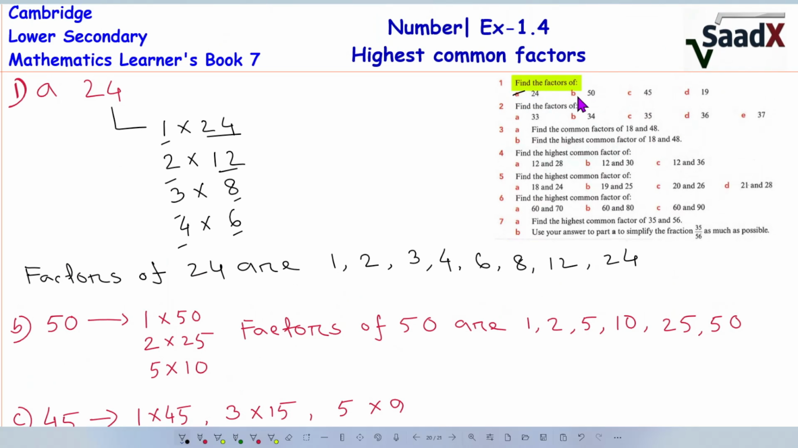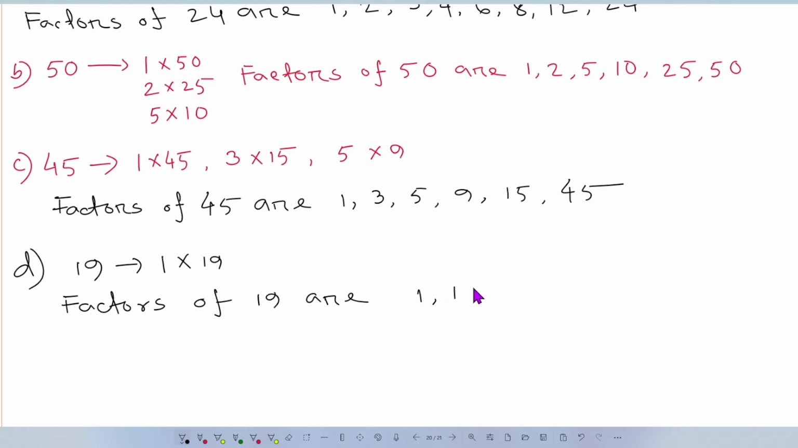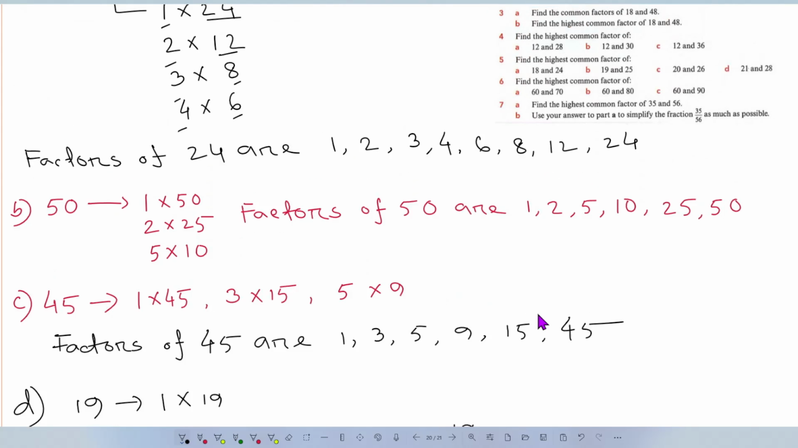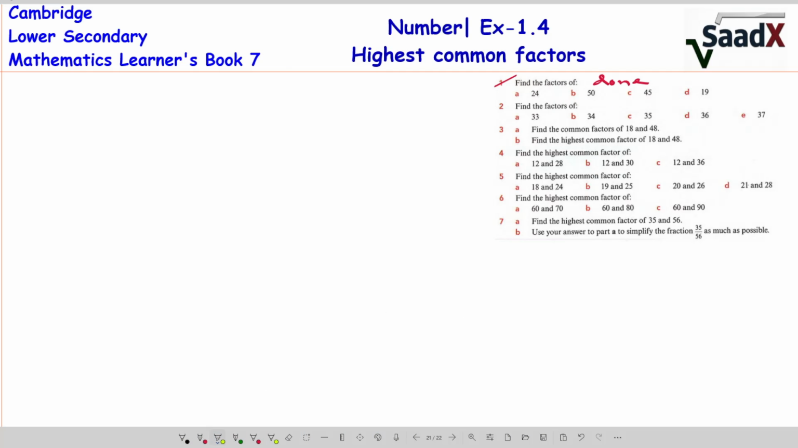So A, B, C done. Now D, 19. 19 is a prime number. So we can factorize only 1 and 19. So we can write factors of 19 are 1 and 19. Okay, very simple. So question 1 done.